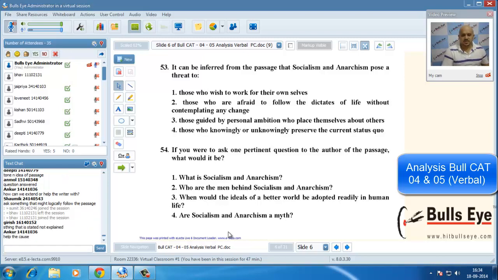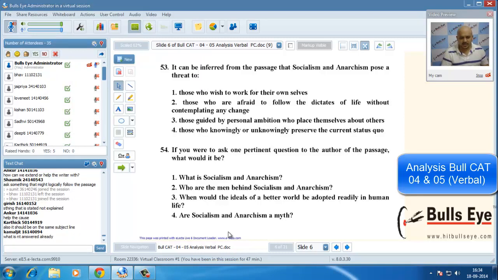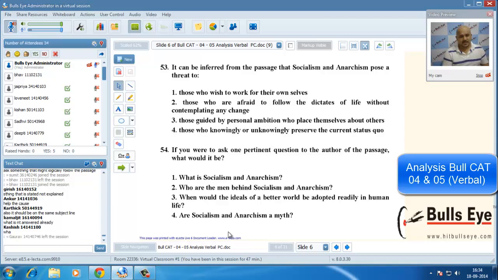The first thing which a lot of you stated absolutely correctly, number one, generally try to avoid things which have already been answered in the passage. There's no point asking something which is already there in the passage. So for example, in this particular passage, if I look at option number three, what would be the ideals of a better world be adopted readily in human life? Now, the passage certainly talks about the world being ideal, with socialism, anarchism, etc., and the positive impact. It talks about all those things, but it doesn't explicitly state what these ideals are.